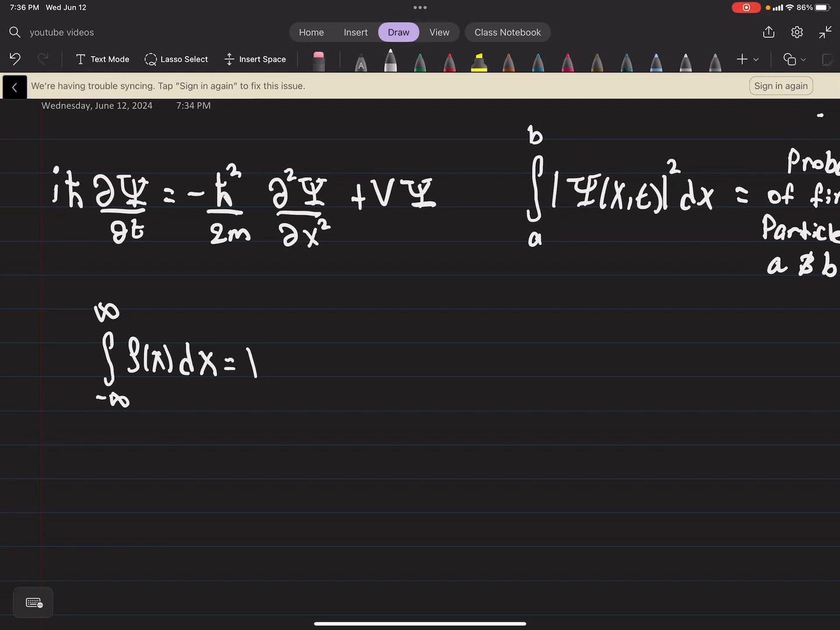Okay, so this is now 1.4 out of Griffiths' quantum mechanics, and we're going to be talking about normalization.